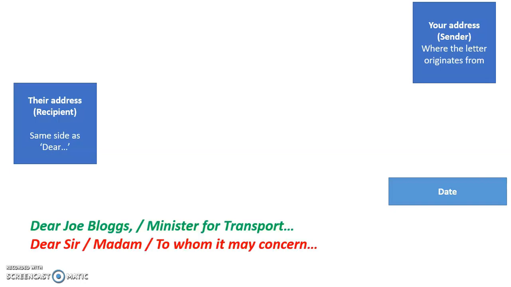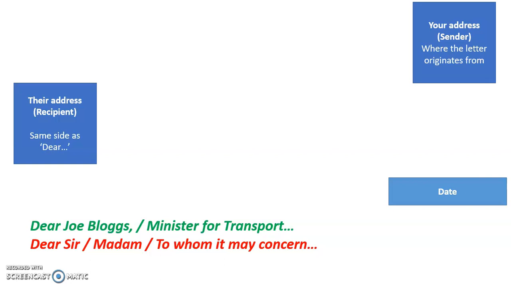After that, you're up to Dear. There are two ways of addressing a letter: you either know who you're sending it to or you don't. In green here, we have the option if you know who it's going to, so Dear Joe Bloggs or Dear Minister for Transport. In your task today, you're going to write to the Minister for Education, so you'll be putting Dear Minister for Education. However, if you're not sure who it's going to, you either put Dear Sir or Madam, or To whom it may concern. My personal preference out of these red options is Dear Sir or Madam, because that's a little bit more formal than To, so Dear rather than To. That's the one I would go with if in doubt.